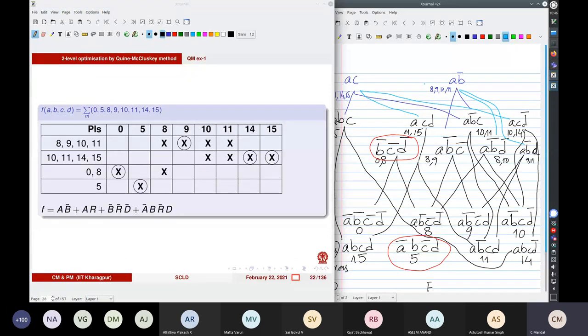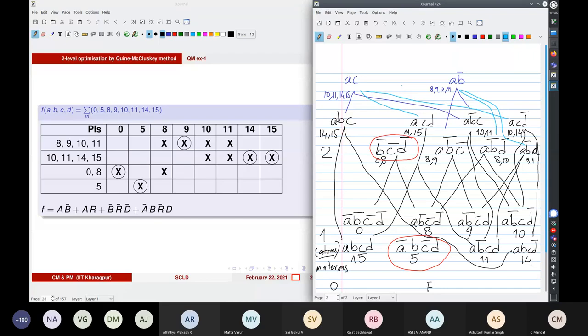So what you can see is that we can't grow anymore. You can't grow this anymore. You can't grow this anymore. These are the cubes which we couldn't grow. So we got these 5 cubes.